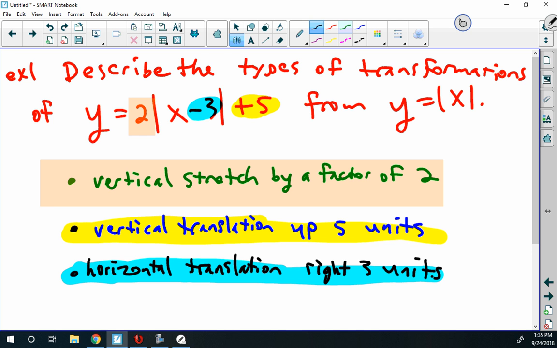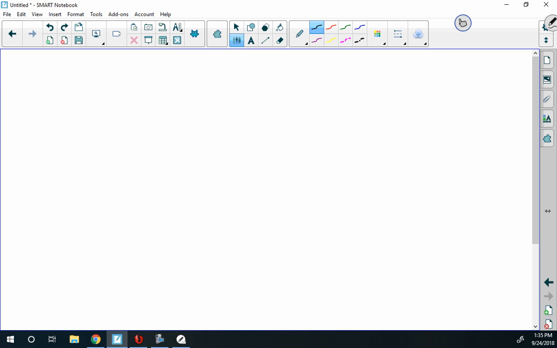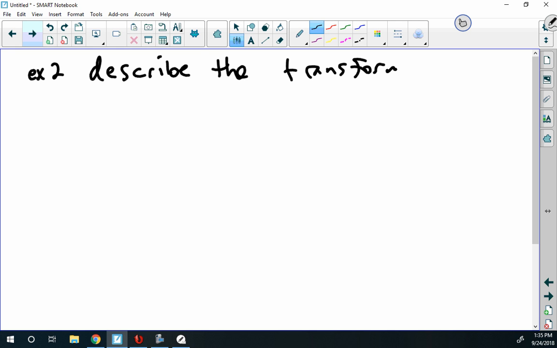Okay, example 2, describe the transformations.